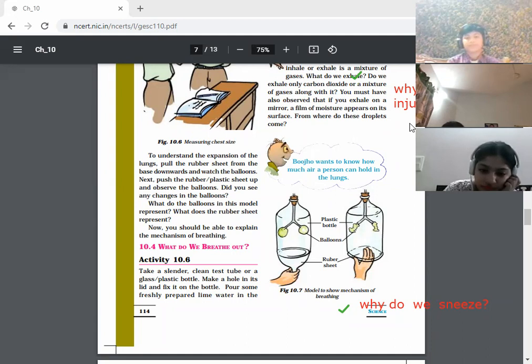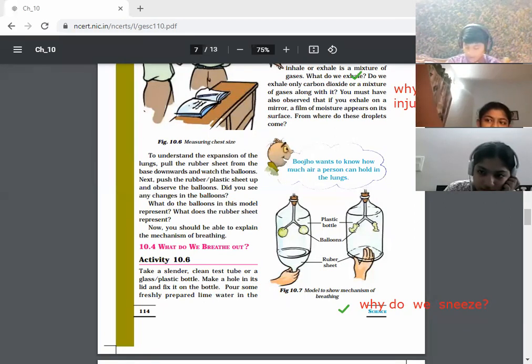That platform is known as a diaphragm. Okay, it's a very interesting activity. I want each one of you to make this model of lungs, so that you can see and understand the mechanism of the lungs.